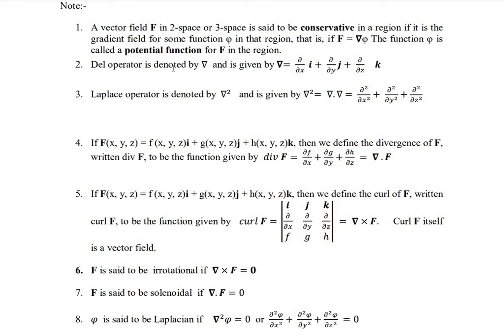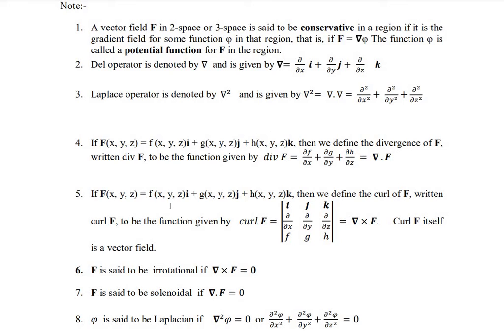in the region. Del operator is denoted by del, and it is given by del is equal to dou by dou x i cap plus dou by dou y j cap plus dou by dou z k cap. Laplace operator is denoted by del square and is given by del square is equal to del dot del, that's equal to dou square by dou x square plus dou square by dou y square plus dou square by dou z square.